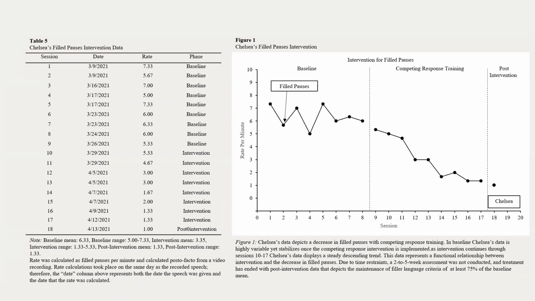We can see here that Chelsea's baseline has a high variability at a high level. With the implementation of competing response training, Chelsea's data displays stabilization and a steady descending trend. There is a clear functional relationship across all phases.